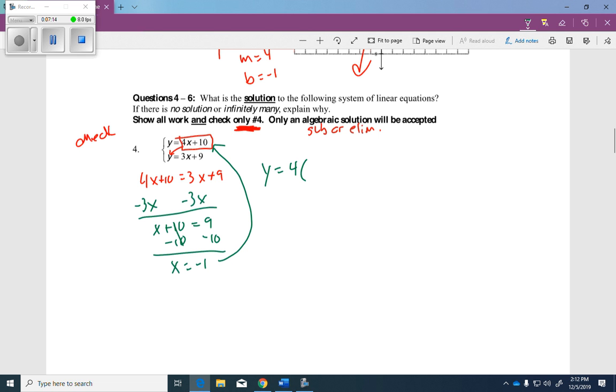So I'm going to plug a -1 in place of the x. I got that y is 6. So the solution is -1, 6. It asked us to check number 4. So I'm going to check this one.